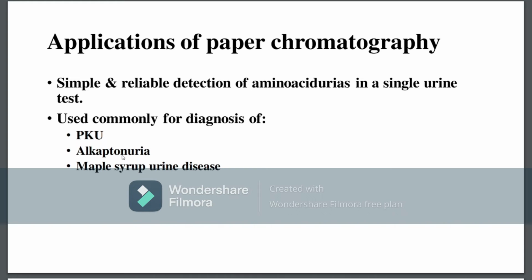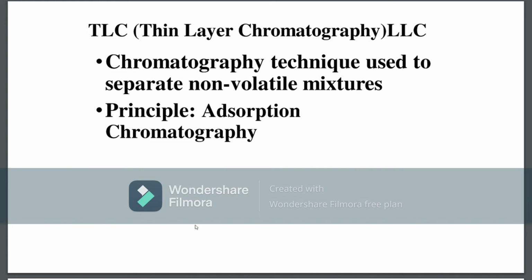Then there is maple syrup urine disease. So in this, what happens? It is also an autosomal recessive metabolic defect, and it is caused by the deficiency of branched-chain keto acid decarboxylase, resulting in the accumulation of these in the serum, CSF, and the urine. You will be reading this in detail in protein metabolism.